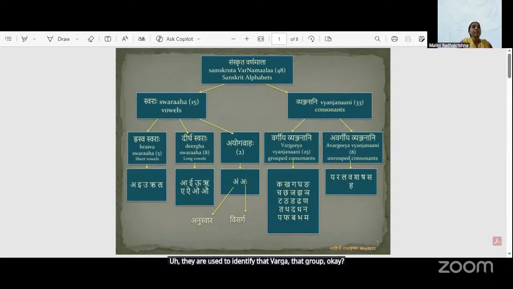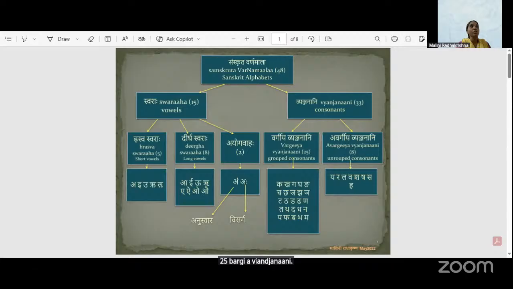So the first group is called ka varga, because the first letter in that group is ka. Then cha varga, ta varga, ta varga, and the last, fifth varga is pa varga. Each varga will have 5 letters, and we have 5 such groups. Therefore, we have 25 vargiya vyanjanani.